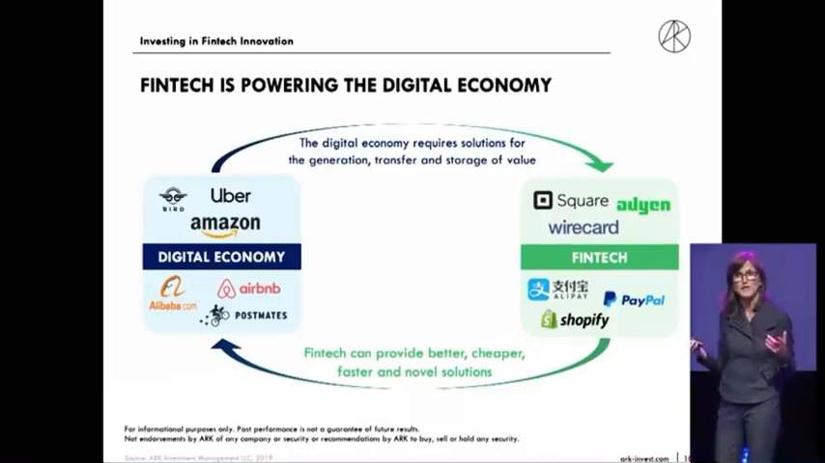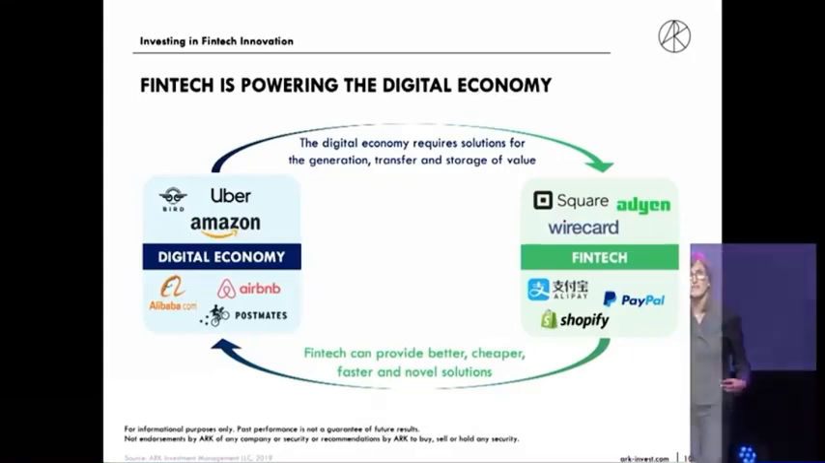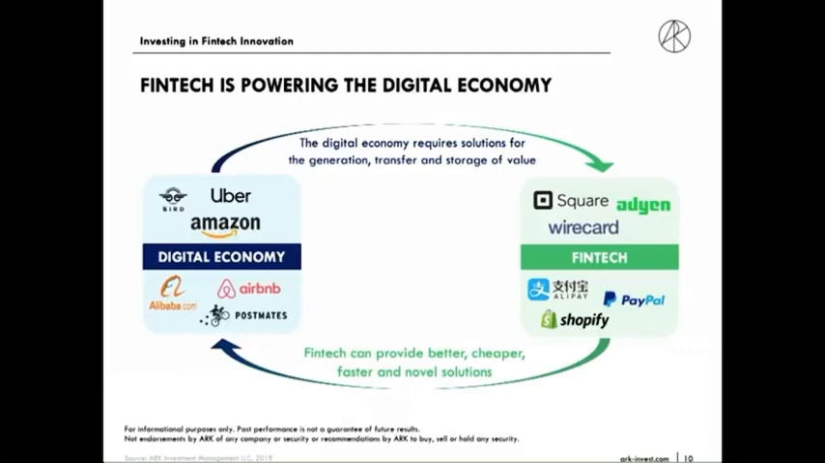Square, with Square Cash, the digital wallet, which actually can buy and sell Bitcoin with no transaction fees. Wirecard in Germany, PayPal in the United States. Shopify is enabling a lot of the Chinese goods. It's the e-commerce platform for many American companies so that they can accept Chinese goods. So now, millennials are accelerating the fintech revolution.